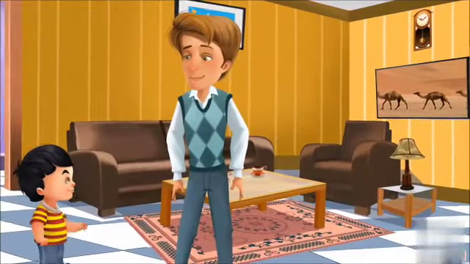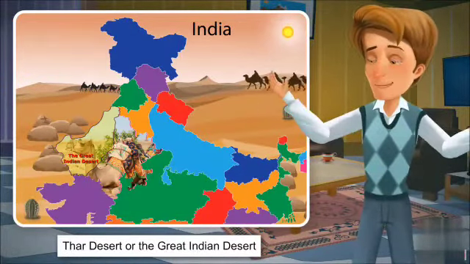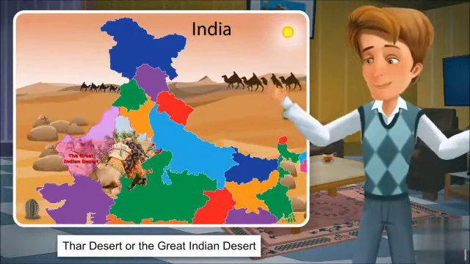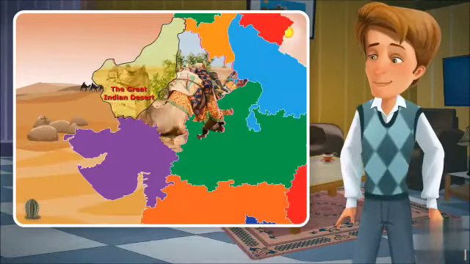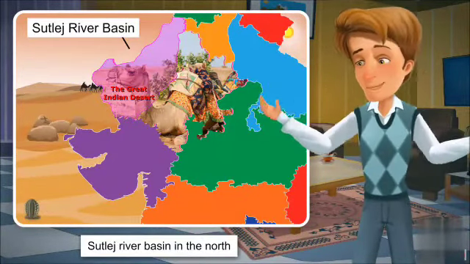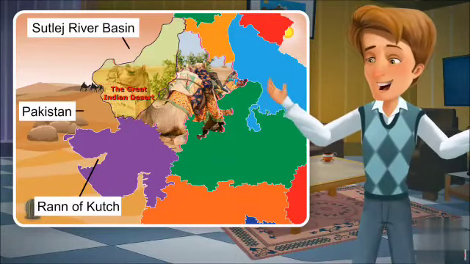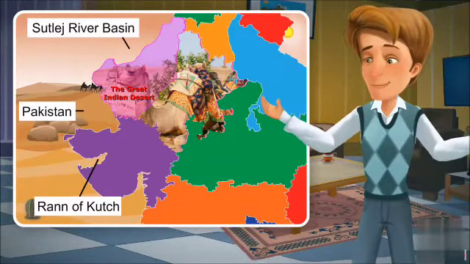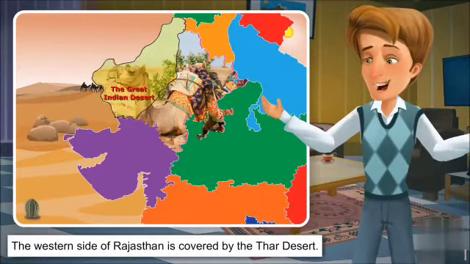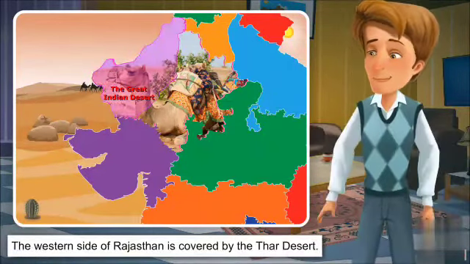Oh, where are deserts found in India, Dad? To the west of the northern plains of India lies the Thar Desert or the Great Indian Desert. This region is surrounded by the Satluj River basin in the northeast, the Rann of Kutch in the south, and the Aravalli Hills in the southeast. It extends to Pakistan in the northwest direction. A major part of the state of Rajasthan, especially the western side, is covered by the Thar Desert.